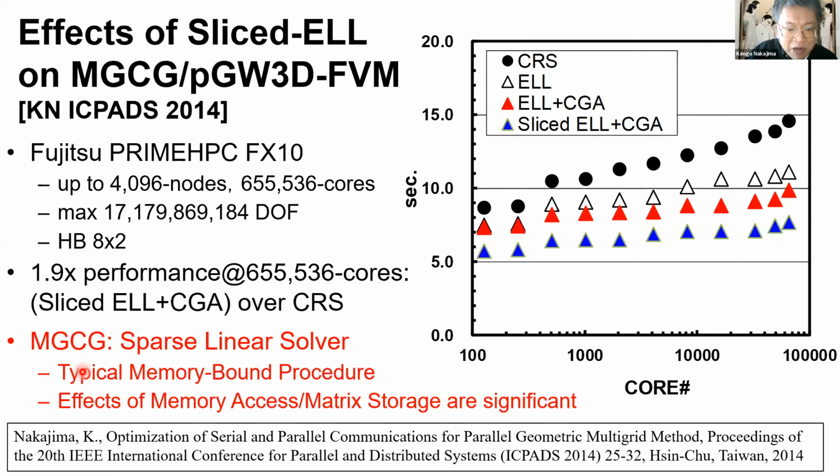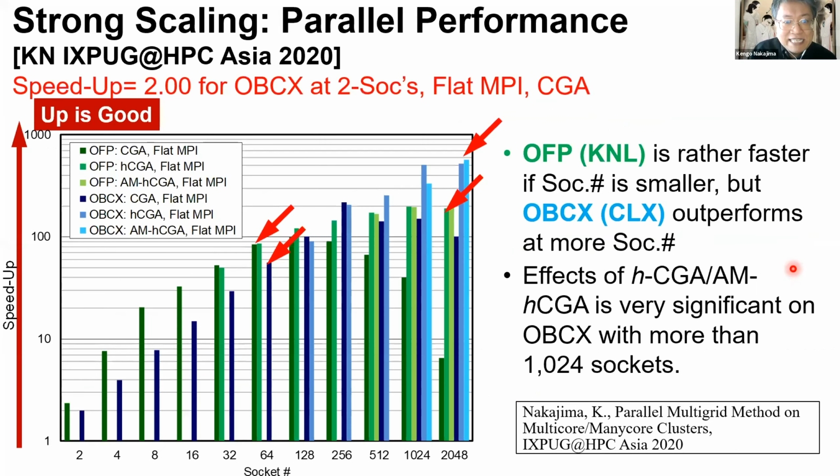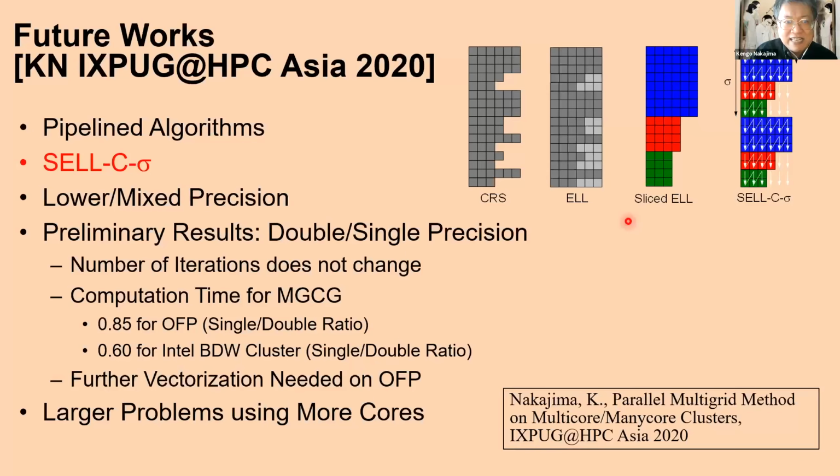This is a typical memory-bound procedure, so the effects of memory access and matrix storage are very significant. You can see this effect. This is a slide which I presented last year in this workshop. At that time I measured the scalability of our solvers on Oakforest-PACS with Knights Landing and OBCX with Cascade Lake. And this is the last slide which I showed last year.